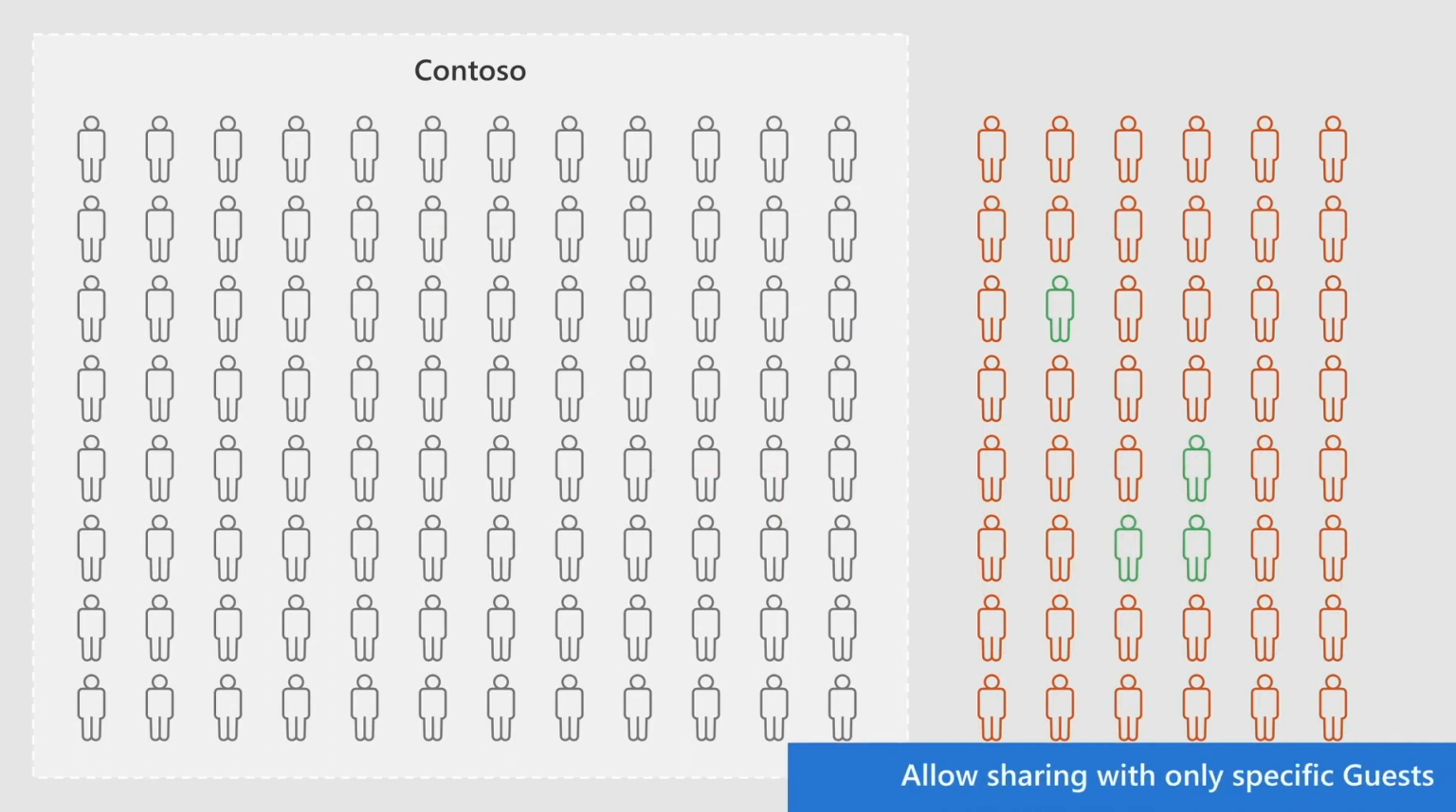You can also restrict sharing to only specific guest users that are already in your directory. The common use case here is where you as IT decide who is and isn't added to the directory. End users are allowed to share with those users, but they can't invite in anyone new. Now, let's talk about how you can control what can be shared externally.